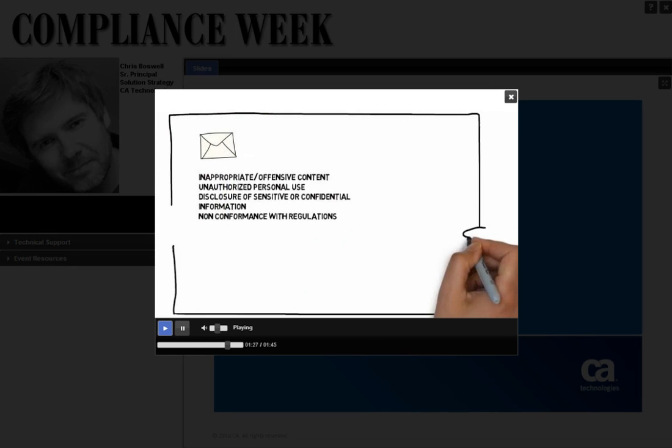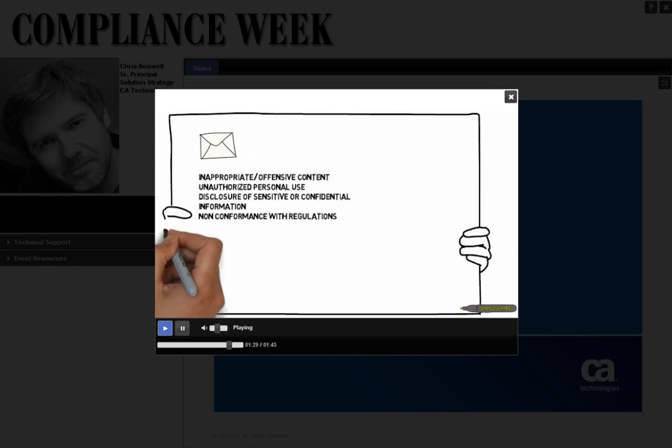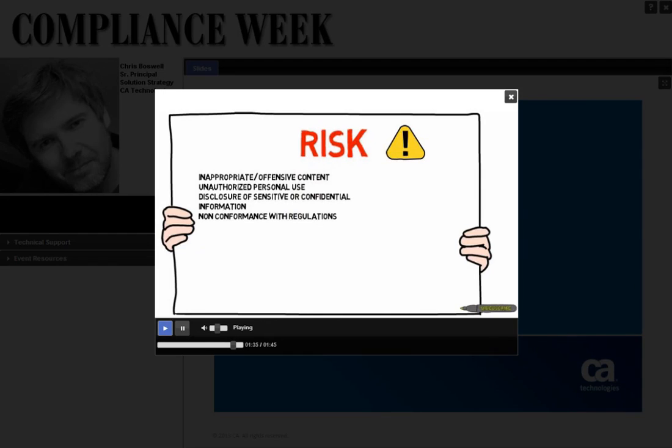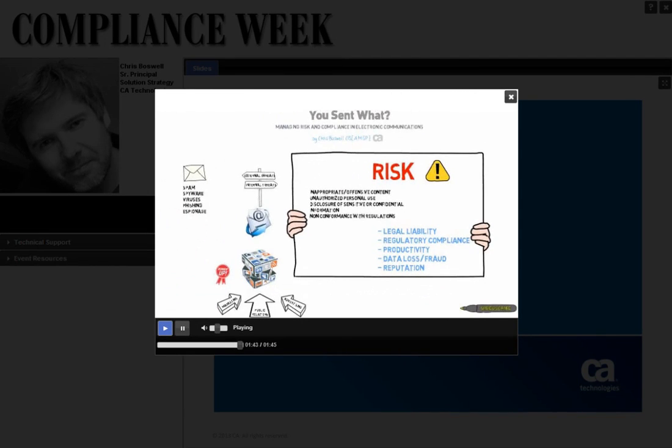Now we'll focus on these threats because they can have a devastating effect on your business and bottom line, and they directly map to risks you're likely worried about today, including legal liability, regulatory compliance, productivity, data loss and fraud, and reputation.